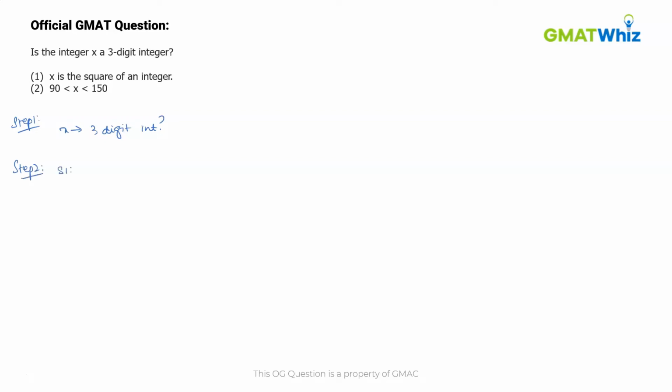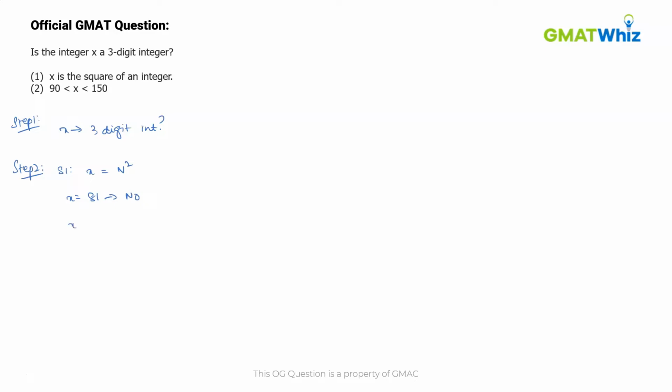Statement 1 says that x is the square of an integer. That means x can be written in the form of n squared. Now, if we take the value of x as 81, it is the square of an integer, but it is not a 3-digit integer. So the answer to the question would be no.